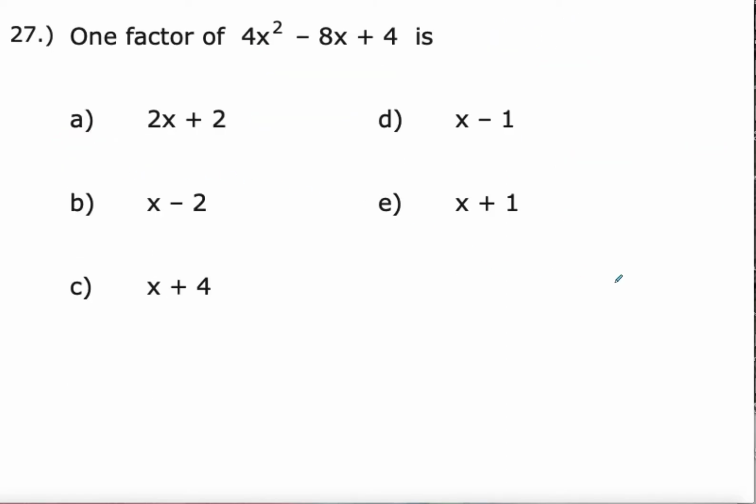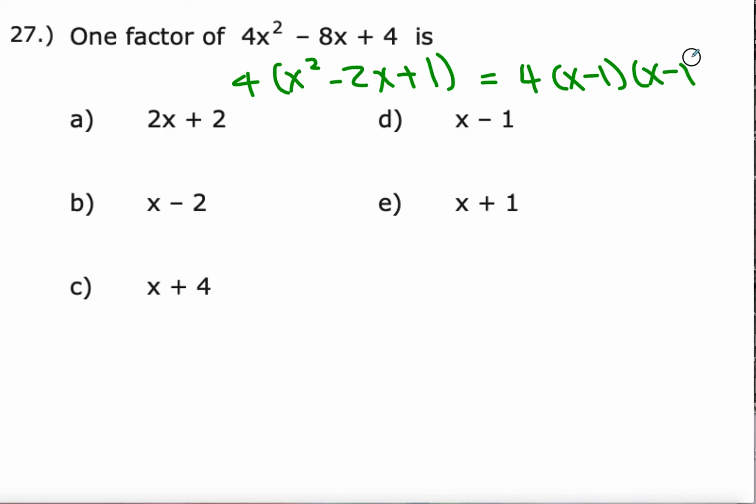All right, let's look at number 27. They want us to find one factor. Wait a minute, 4, can I factor 4 out? Yes, you can. Then x squared minus 2x plus 1. Then which numbers multiply to 1 but add up to negative 2? That's right. This can be rewritten as x minus 1, x minus 1. Then obviously x minus 1 is one of my factors here.